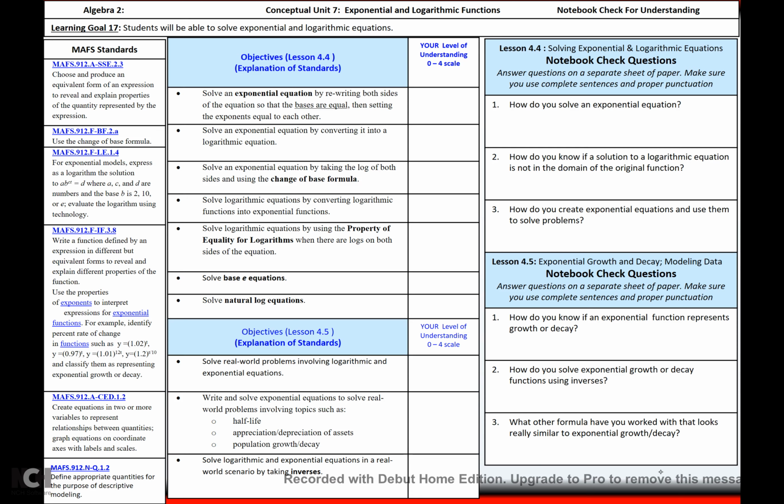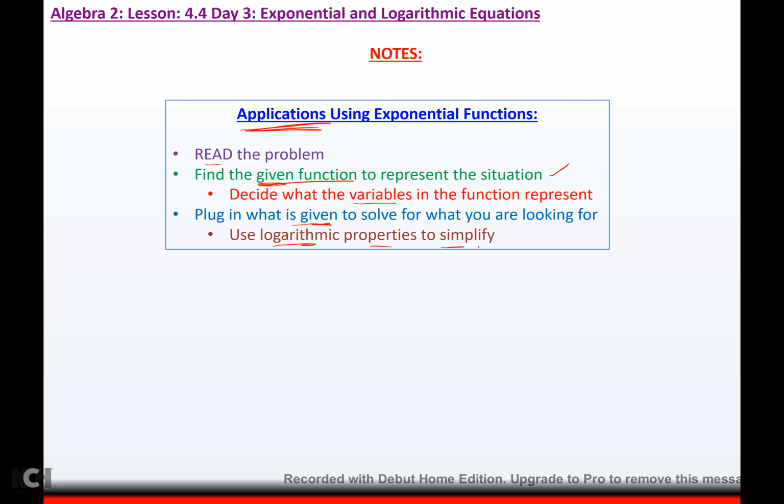All right, today we're going to continue talking about exponential and logarithmic equations. So you're going to be doing applications, which is a fancy word for word problems. Read the problem, find the given function. They'll give you some function to represent the situation. Decide what the variables in the function represent, plug in what is given, and then solve for what you're looking for. We're going to use logarithmic properties to simplify.